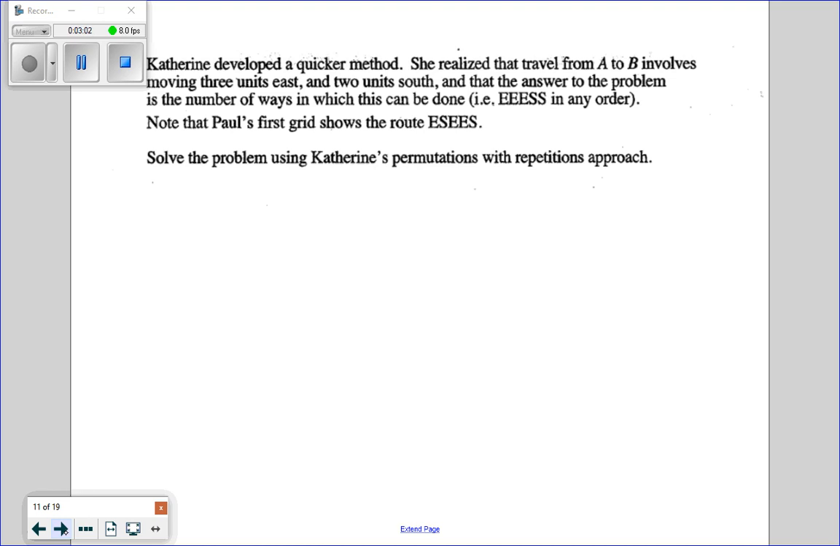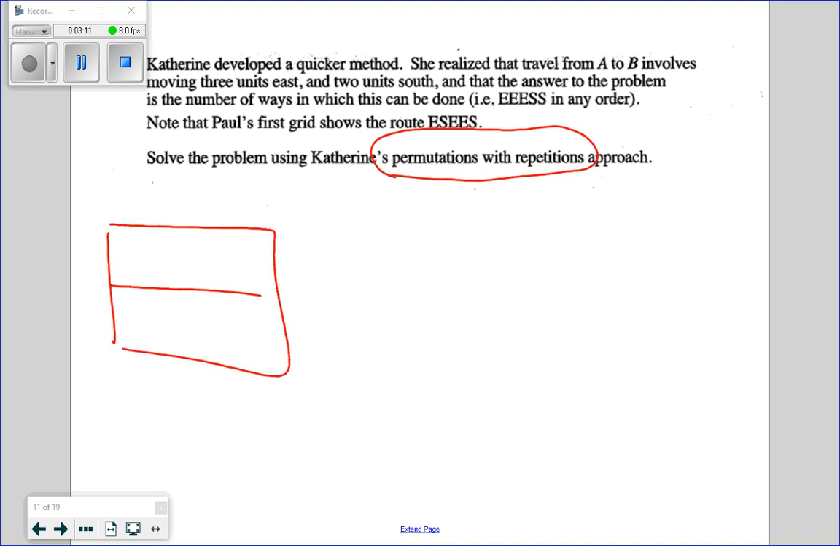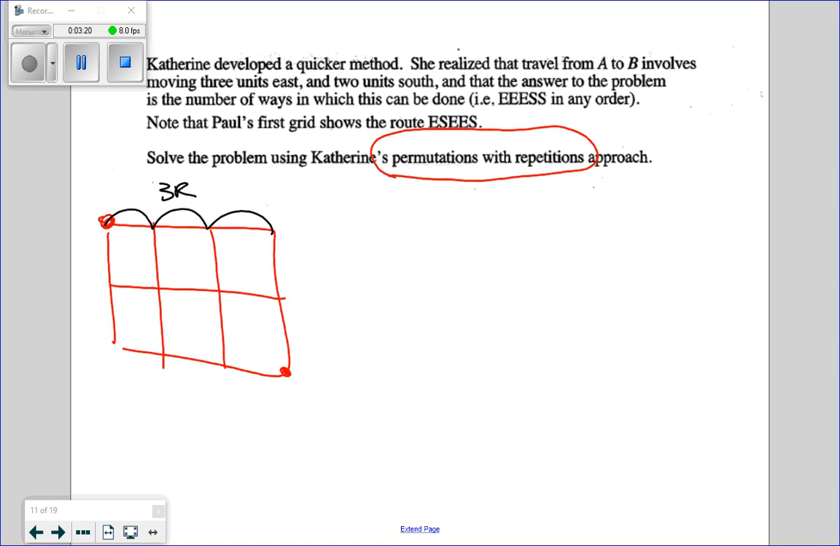what we're going to do is we're going to solve it as an identical objects question. So, think of this question as going, so they're here, they need to get to here. So think of it as 3 movements to the right and 2 movements down. So you could go right, right, right, down, down. You could go right, right, down, right, down. You could go right, down, right, down, right. There's all those different ways.